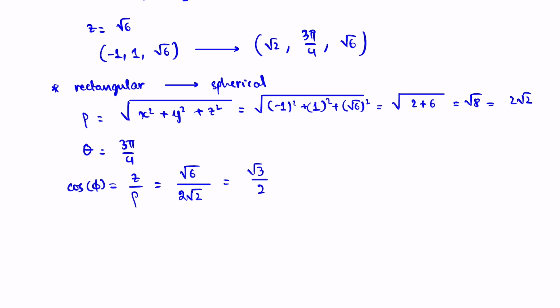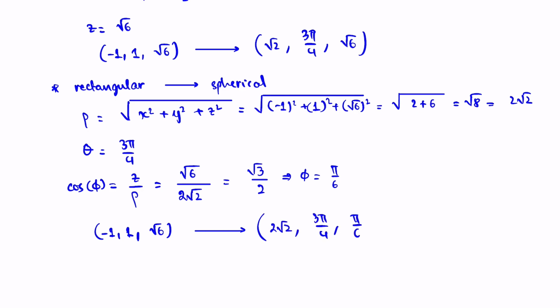Remember when we first talked about rho, theta, and phi, we restrict theta between 0 and 2 pi, and we restrict phi between 0 and pi. So therefore, when cosine of phi is equal to square root of 3 over 2, we get that phi is equal to pi over 6. Therefore, the point (-1, 1, square root of 6) written in the spherical coordinate system has the form of 2 times root 2, comma 3 pi over 4, comma pi over 6.